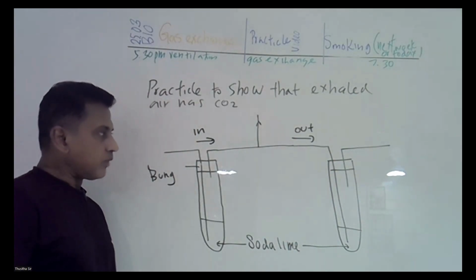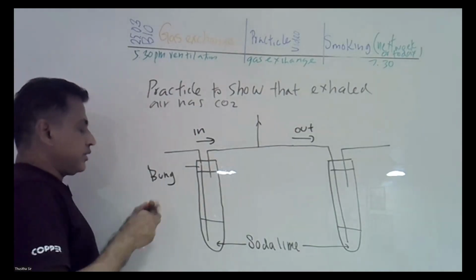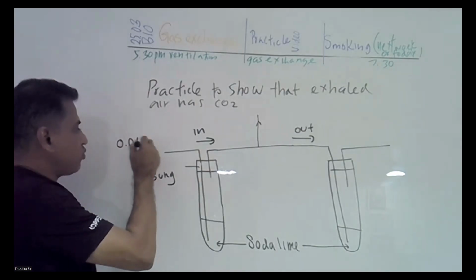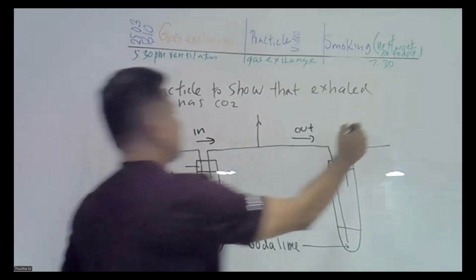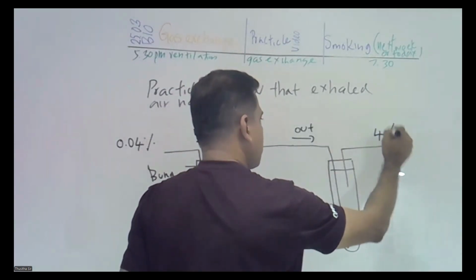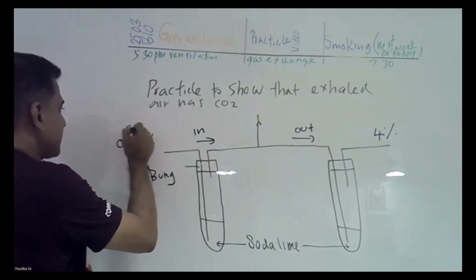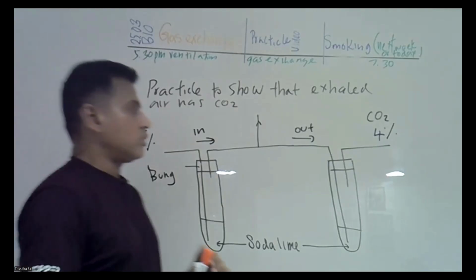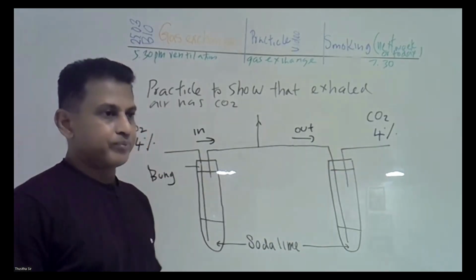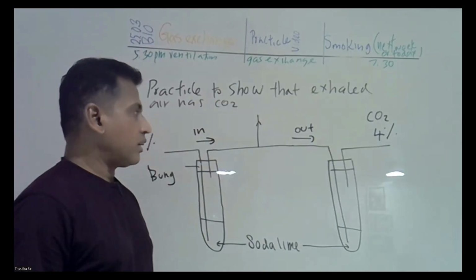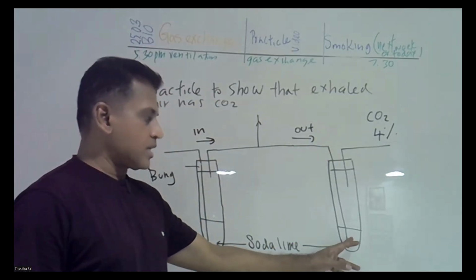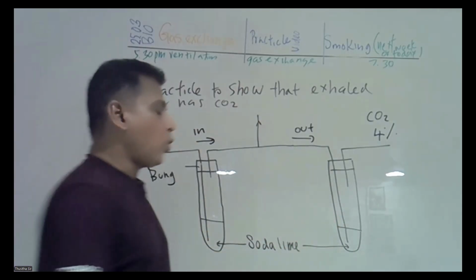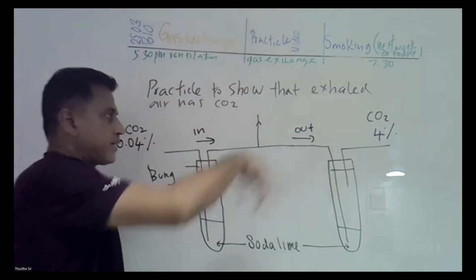So we have learned that the percentage of carbon dioxide in inhaled air is 0.04%. And here we have learned the air going out is 4%, the carbon dioxide content, right? If it is true, 4% is really high. So when the carbon dioxide goes to the soda lime, this soda lime should turn white. Or otherwise, I will show you a video of this practical.